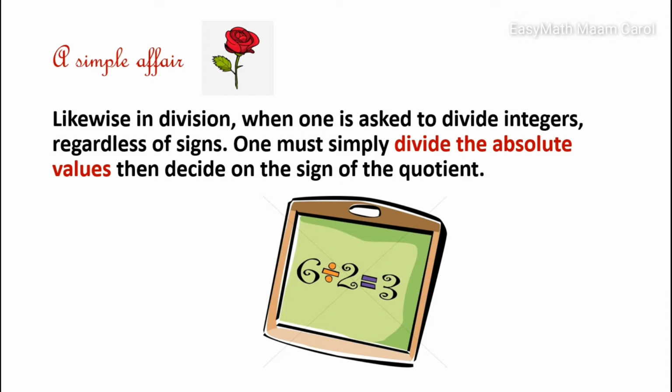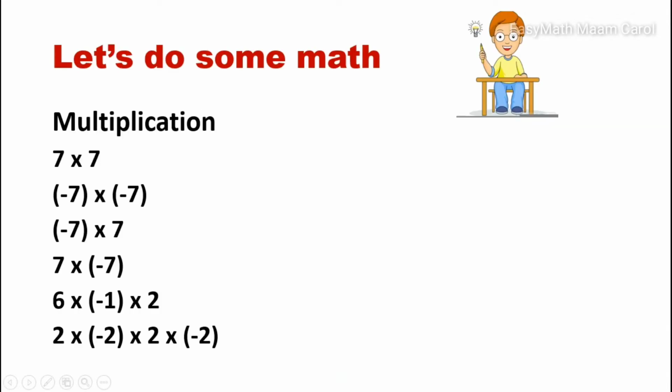So how are we going to do that? I will give you some examples. So let's do some math. Let's start with the multiplication. I have here some exercises. The first one is positive 7 times positive 7. Now negative 7 times negative 7. And then negative 7 times positive 7. Positive 7 times negative 7.